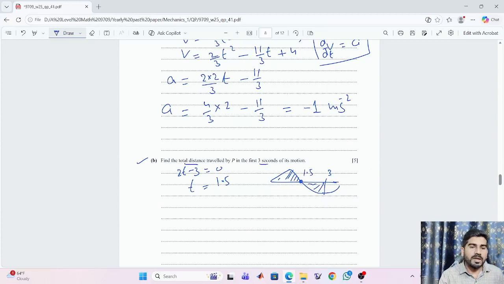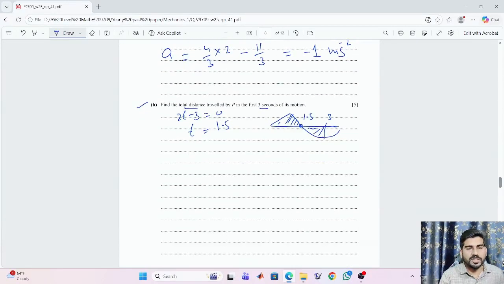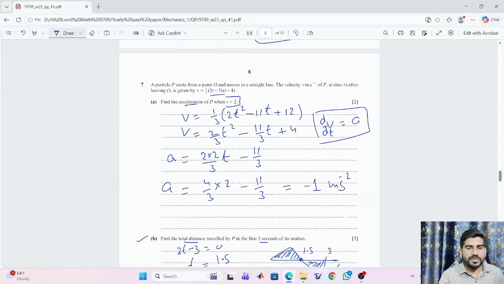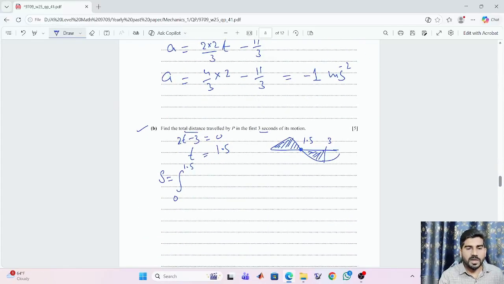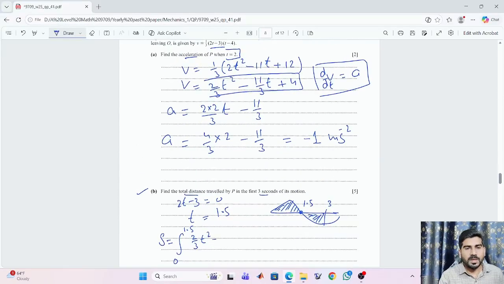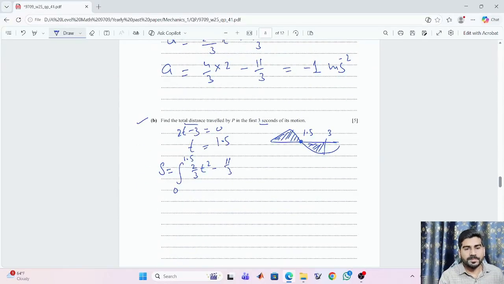How can we find the distance from the velocity? We need to integrate it. The distance is the area under the curve, and there are two portions. The first is the integral from 0 to 1.5 of the velocity expression, 2 over 3 t squared minus 11 over 3 t plus 4, integrating with respect to t.